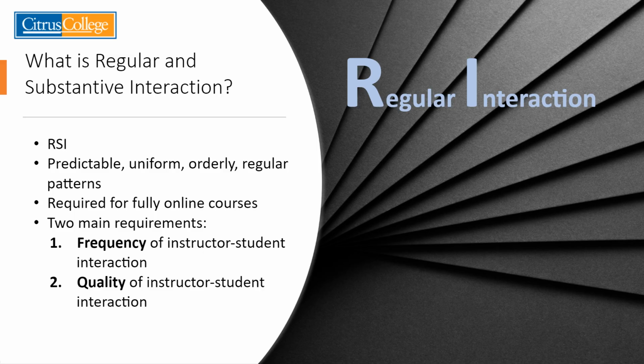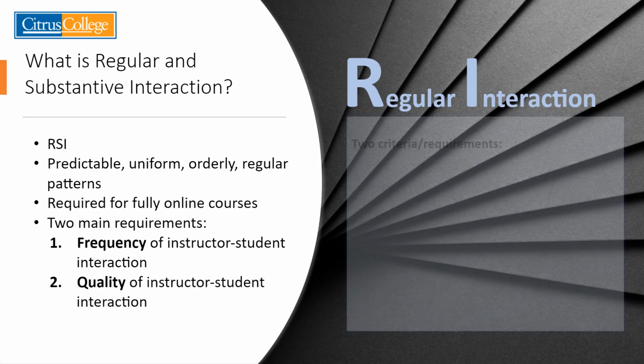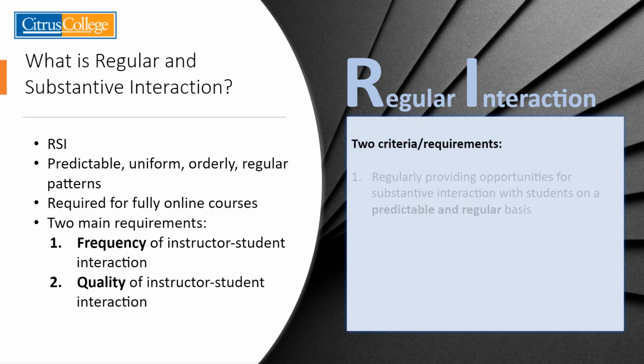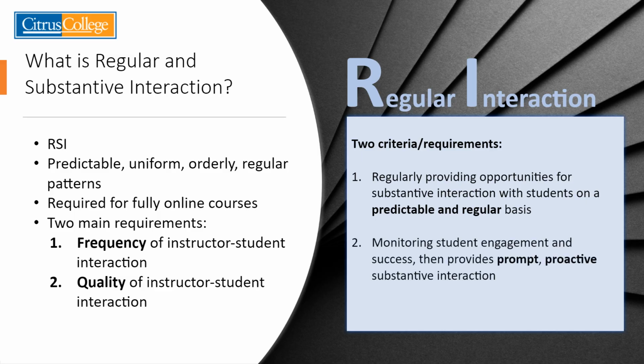The R in RSI stands for regular interaction and aligns with frequency. Regular interaction between student and faculty is achieved by 1. Faculty providing opportunities for substantive interactions with students on a predictable and regular basis that aligns with the course length, content, and competency. And 2. Faculty monitoring all students' academic engagement and success, then provides prompt, proactive engagement in substantive interaction with students based on observations and upon a student's request.